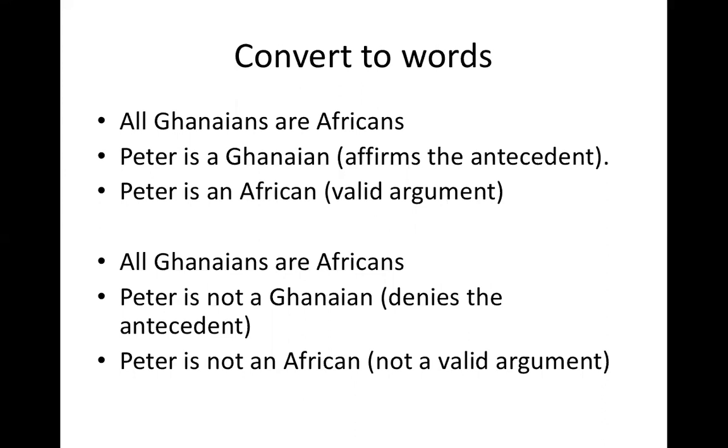Now look at the next argument. All Ghanaians are Africans. Peter is not a Ghanaian. Denies the antecedent. Peter is not an African. This argument is not a valid argument. So we'll soon see why.